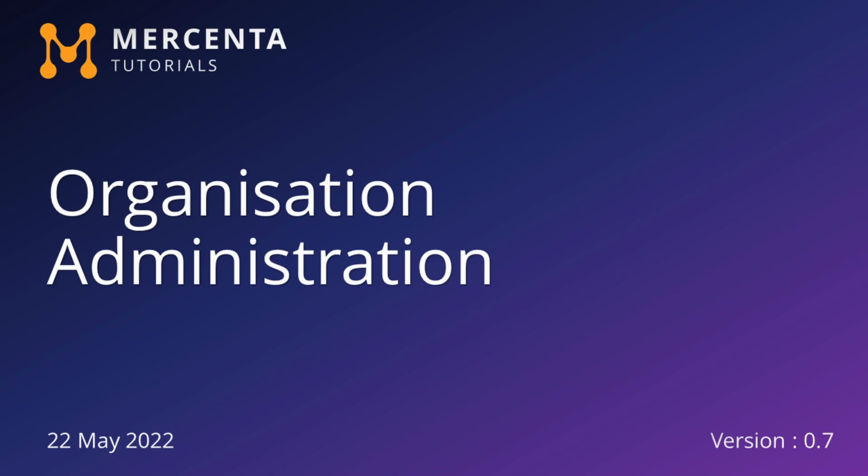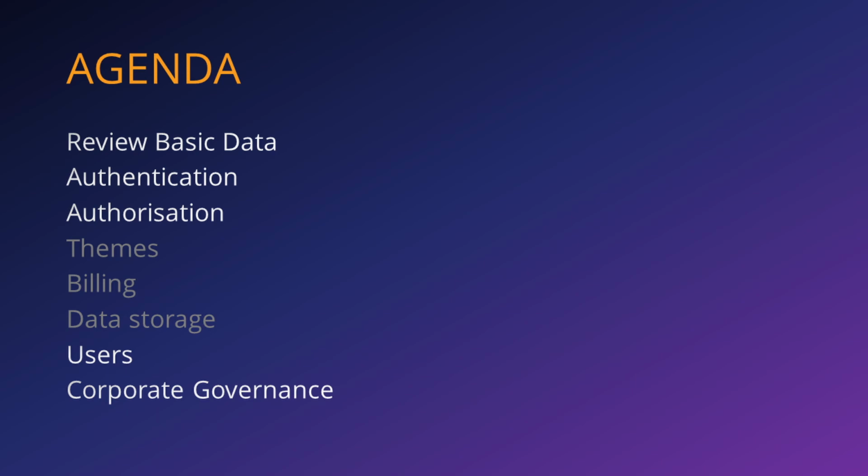In this tutorial, I'll show you how to configure your portal as the organization administrator. In today's tutorial, I'll give you an overview of the tasks that you will need to complete as part of your role as the administrator of your organization. The first thing that we'll do is to review the basic data which was set up when your organization was registered on Mercenta. The most important and critical item that you may have to change is the subdomain. I'll explain the effects that such a change will have on your users and your selected identity provider.